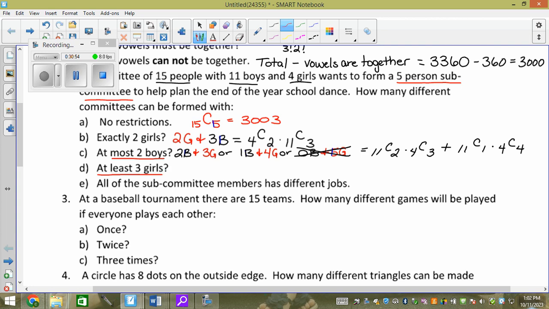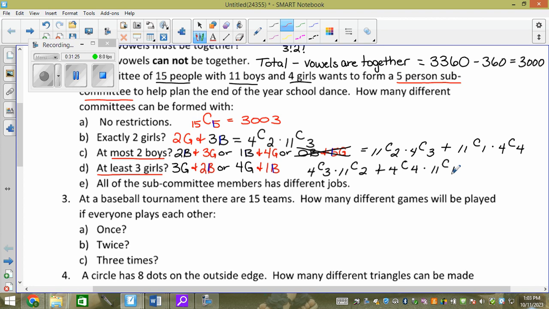Catch is, 3 girls or 4 girls is where I have to stop. Why? There are only 4 girls. So 3 girls and 2 boys, or 4 girls and 1 boy. It's the exact same question as the previous one. It's going to be 4C3 times 11C2 plus 4C4 times 11C1. Actually the same question.